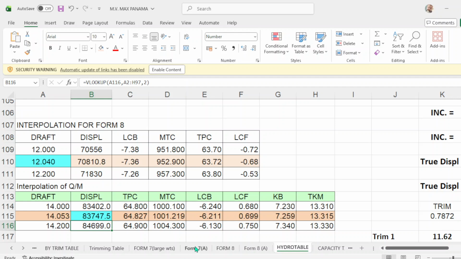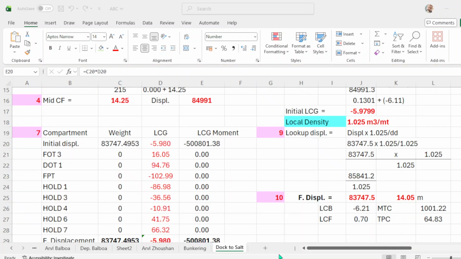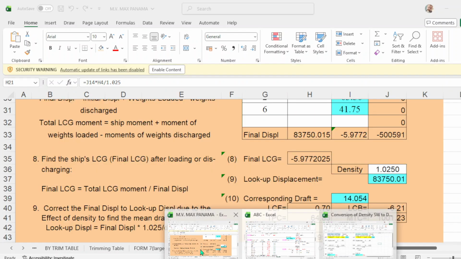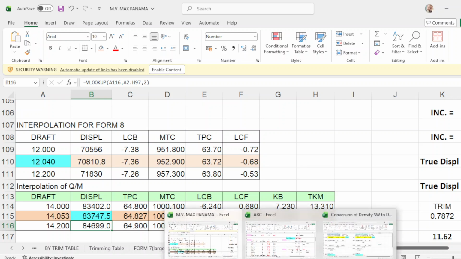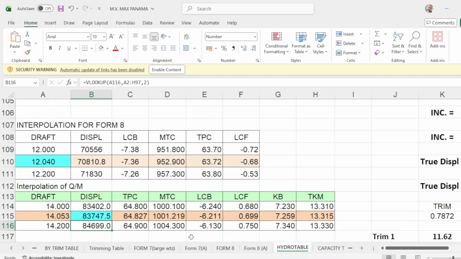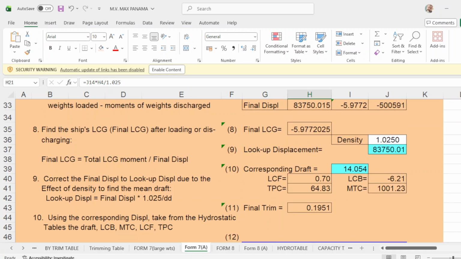Where is it? Here, 8374. What I have here in my computation is 83747.5. So I put here 83747.5. Then I got 1405. Okay, and the program says 1405.